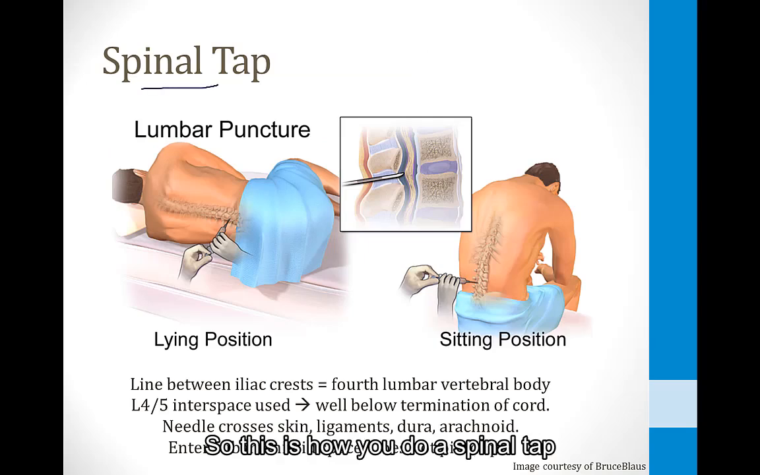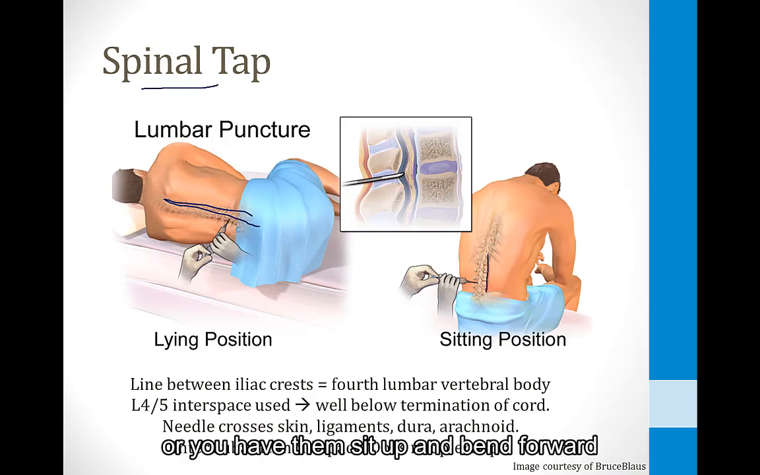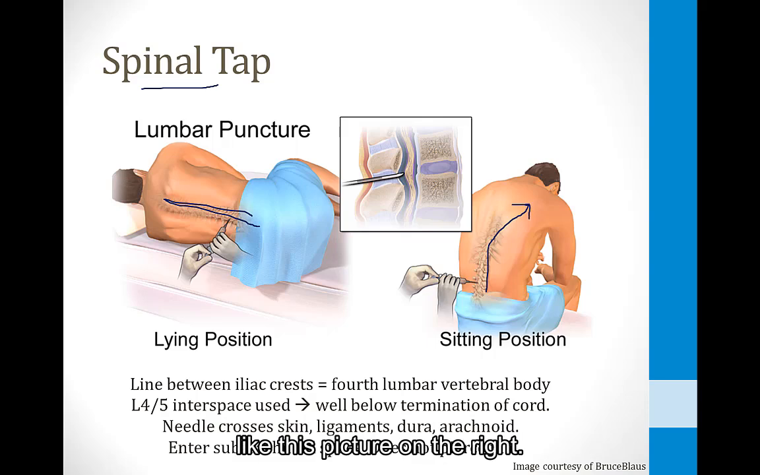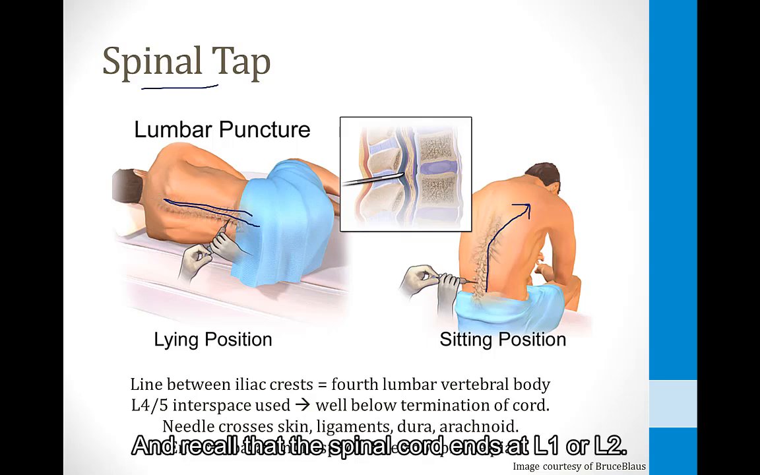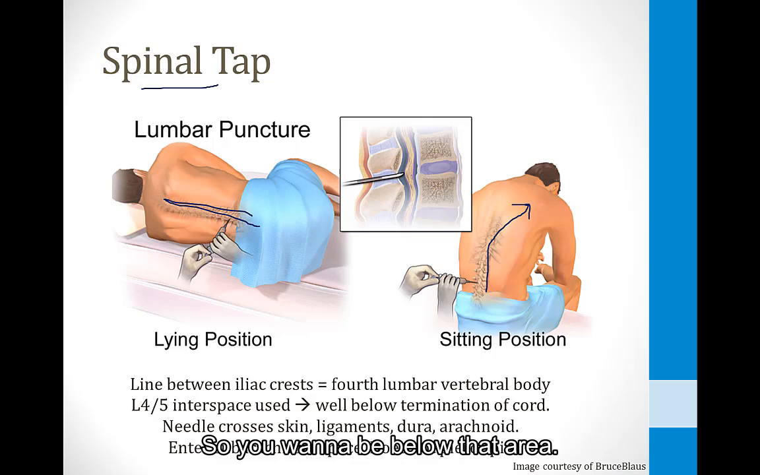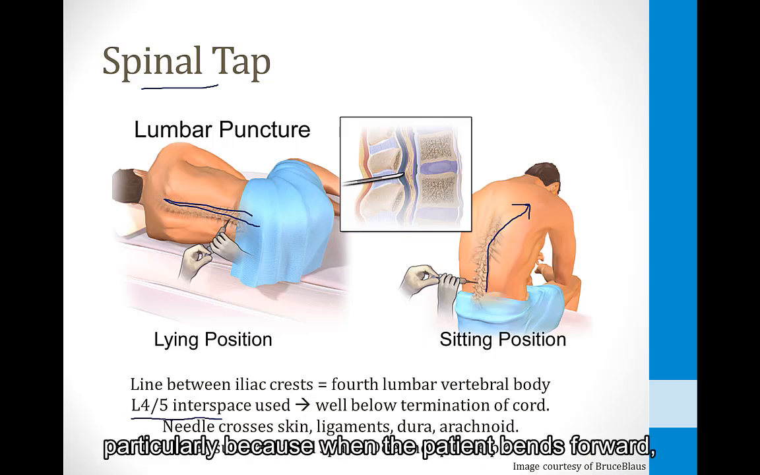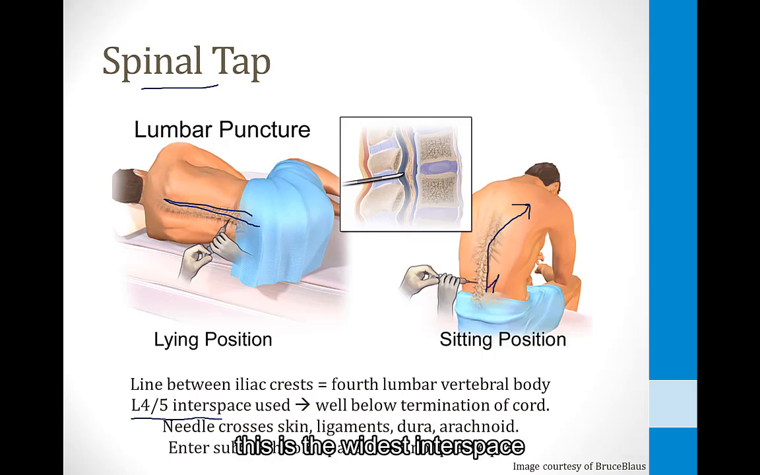So this is how you do a spinal tap, which is also called a lumbar puncture. You either lie the patient on their side, like in this picture on the left, or you have them sit up and bend forward like this picture on the right. And recall that the spinal cord ends at L1 or L2, so you want to be below that area. If you were at or above that area, you'd push your needle into the spinal cord and cause nerve damage. The ideal space is L4 or L5, particularly because when the patient bends forward, this is the widest inner space, so it's easy to get the needle in there.